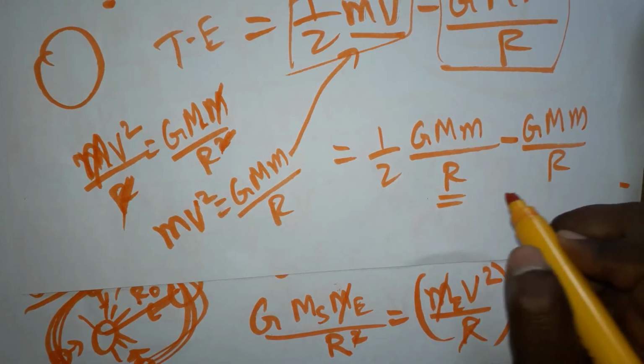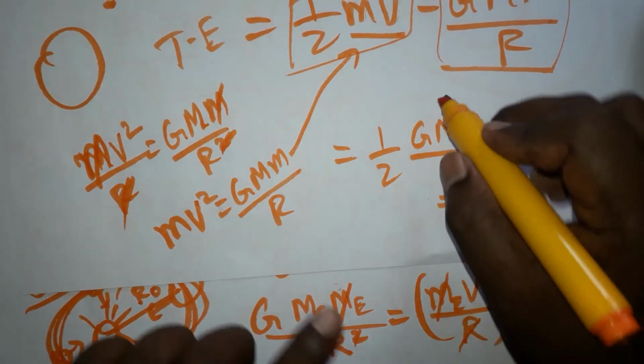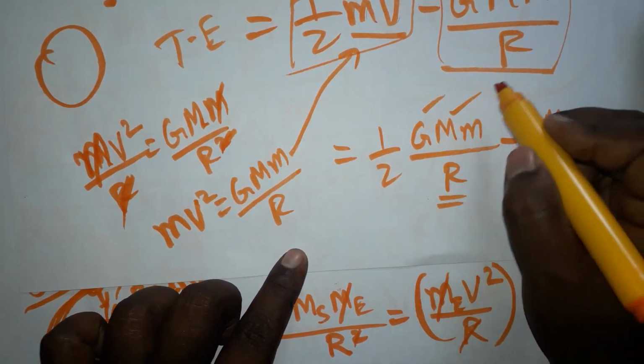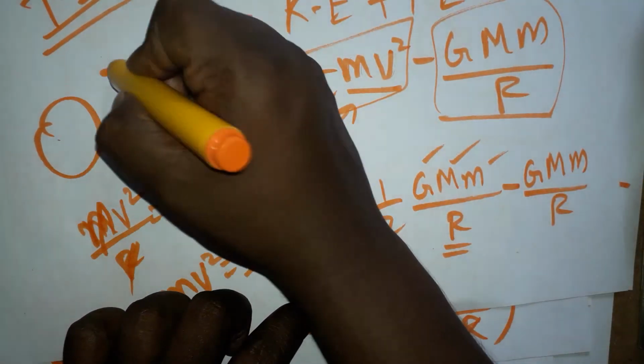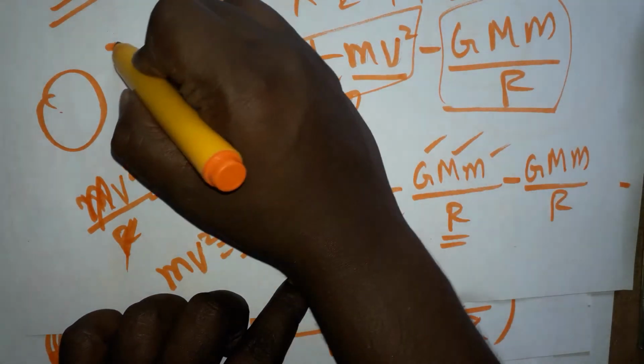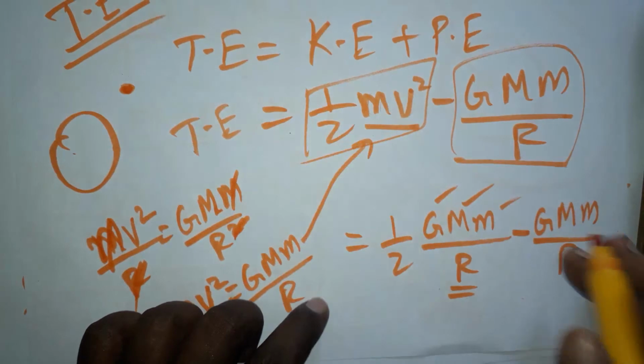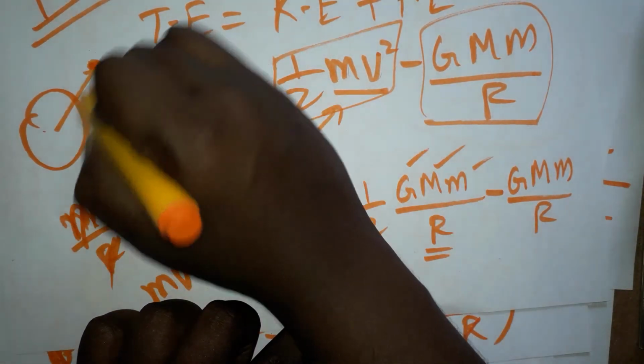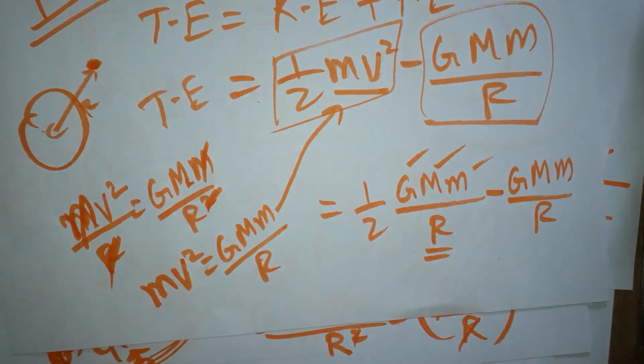Here G is the universal gravitation constant, it is mass 1 and mass 2. Here mass 1 is the earth, and mass 2 is the satellite. This r is the orbital radius.